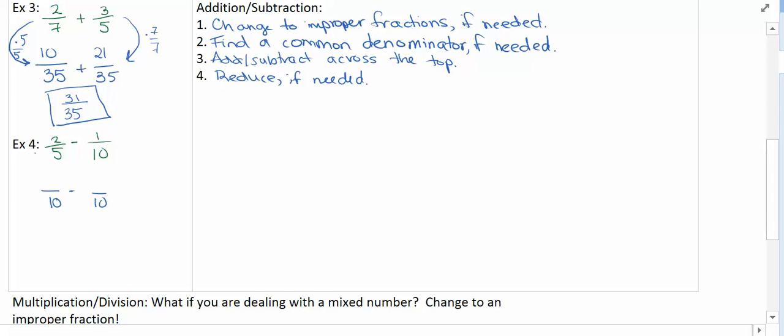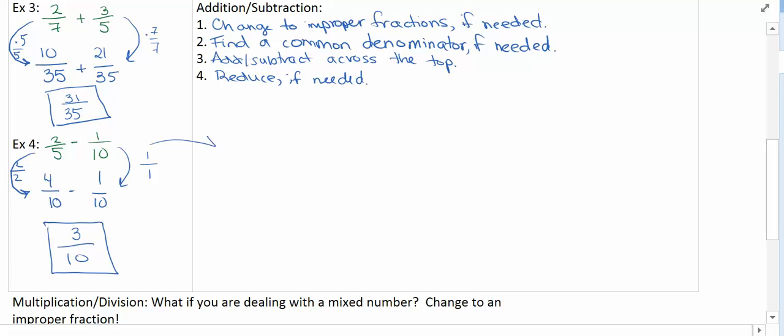Okay, and you say, okay, so 5 times what is going to give me 10? Well, 2 over 2. 2 times 5 is 10. 2 times 2 is 4. 10 times what will give me 10? Well, just 1, so it stays the same. Now we add or subtract across the top, so 4 minus 1 is 3, and we get 3 over 10. Can't be reduced. There's my final answer.